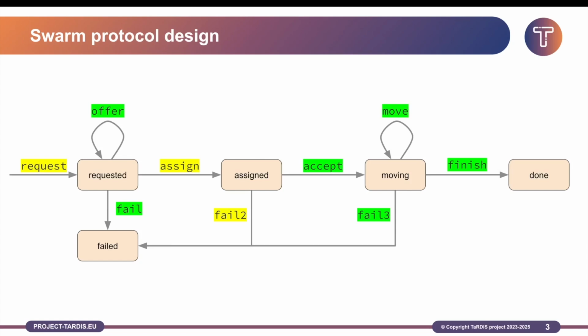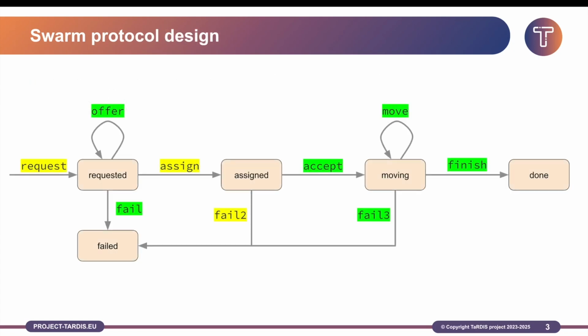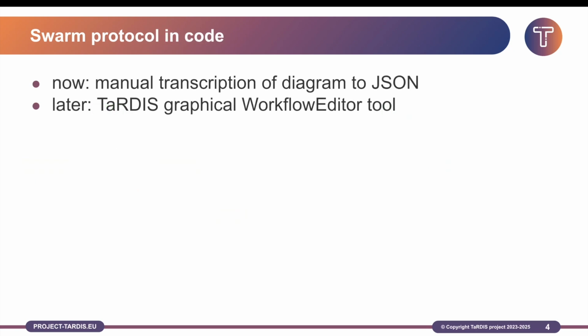Now, with this diagram, with this design of the protocol or the workflow, we need to go towards making a program out of it. The first step is that we need to transcribe this diagram into a JSON data structure. One improvement that is worked on in the TaRDIS project is a graphical workflow editor tool that will allow you to directly edit these things and get the JSON in your program updated as you edit the graphics, but we don't have that yet.